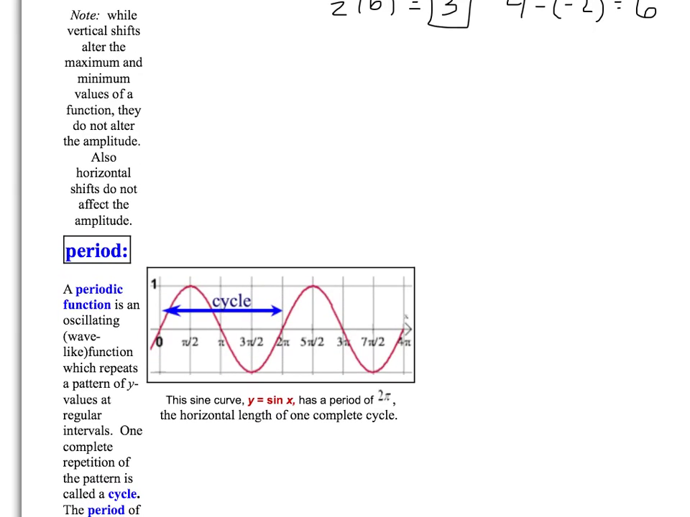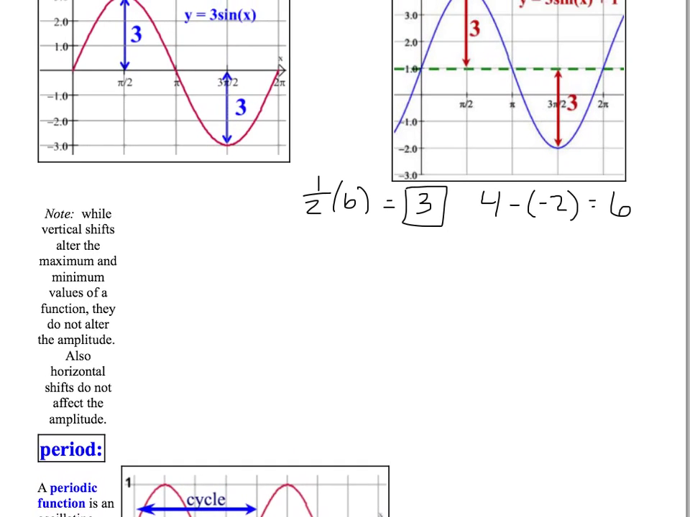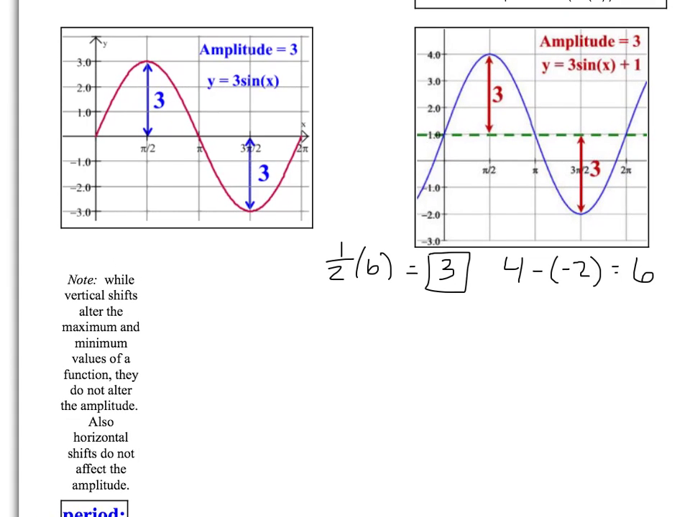So it says, note, while vertical shifts alter the max and min values, they do not alter the amplitude. Also, horizontal shifts do not affect the amplitude. And what they're talking about there is this example right here. Even though I move the graph up a little bit, the amplitude is still 3, even though it hit a maximum height of 4.